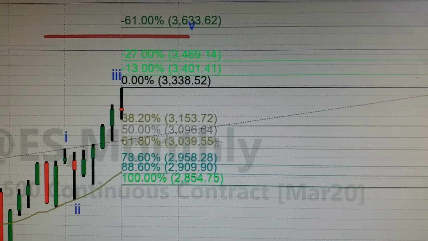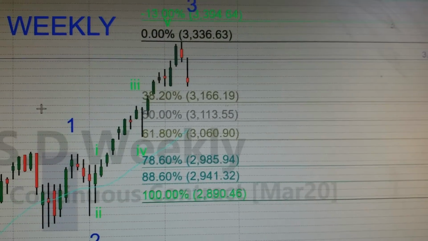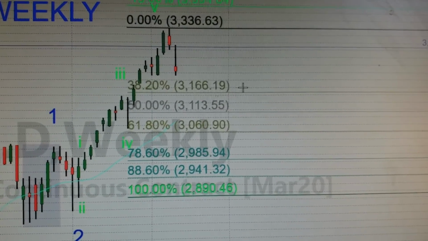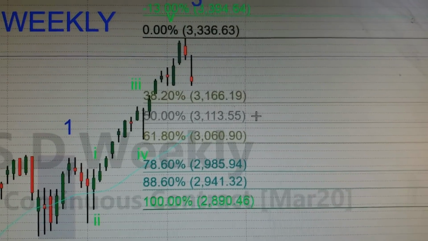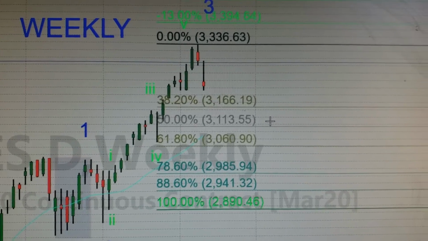There's the monthly chart retracements. Here are the weekly retracements. 38.2, 3,166. 50% is 3,111. There's the weekly retracements.